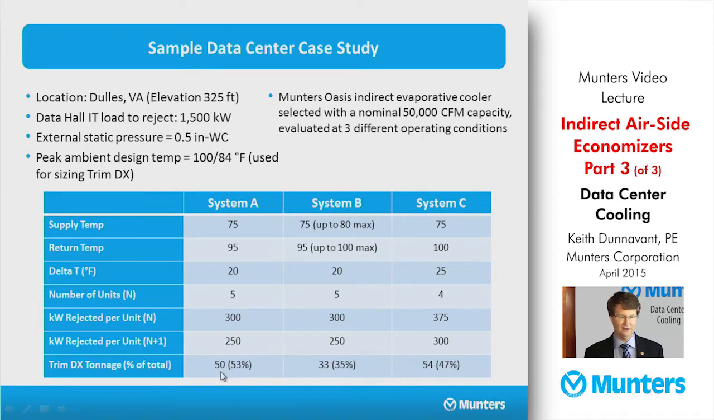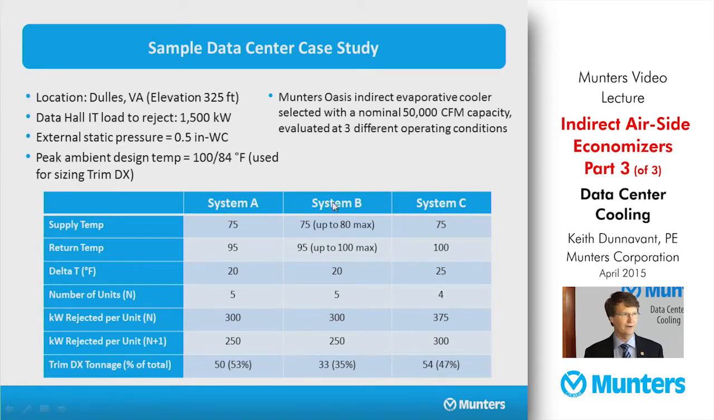At the peak, the trim DX for this system is 50 tons, and that works out to 53% of the total load that's required to be rejected, including the fan heat of the supply fans.